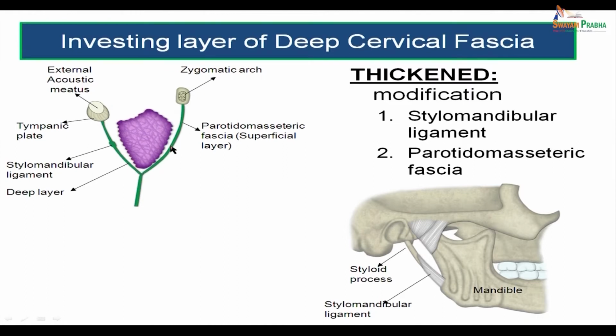This superficial layer which attaches to the zygomatic arch is called the parotido-mesenteric fascia. It is very tough and unyielding; it does not allow any stretch. The posterior layer attaches to the tympanic plate under the external acoustic meatus. This posterior layer shows a thickening in the middle, called the stylomandibular ligament, which is attached to the mandible and to the styloid process.